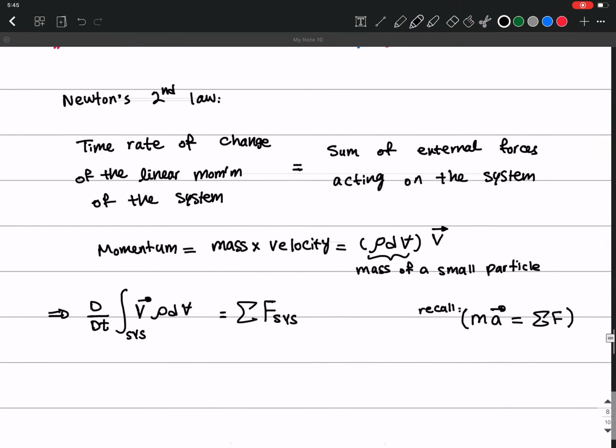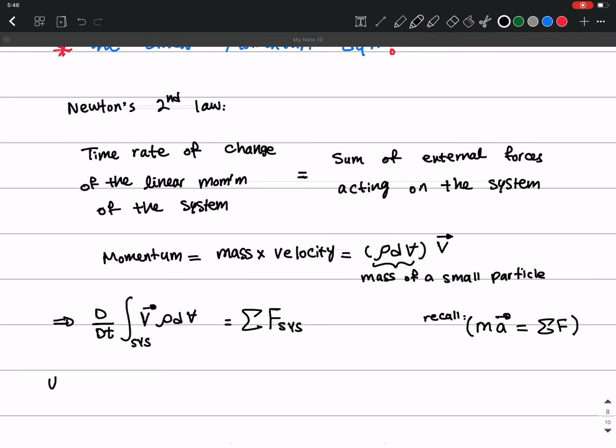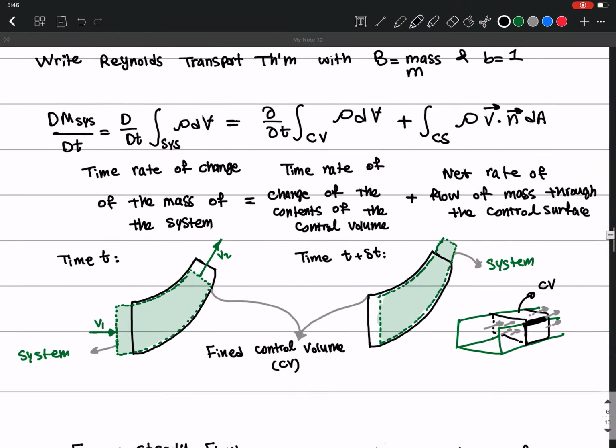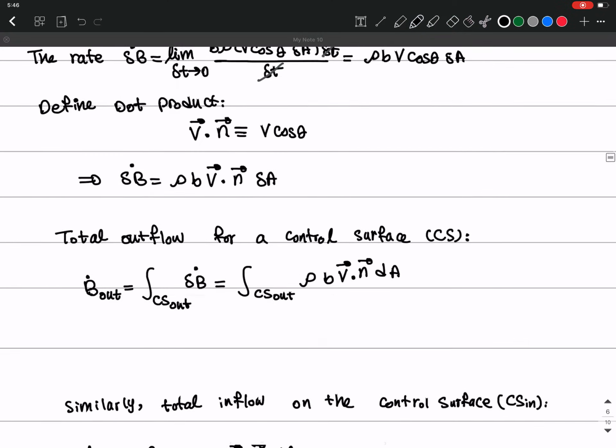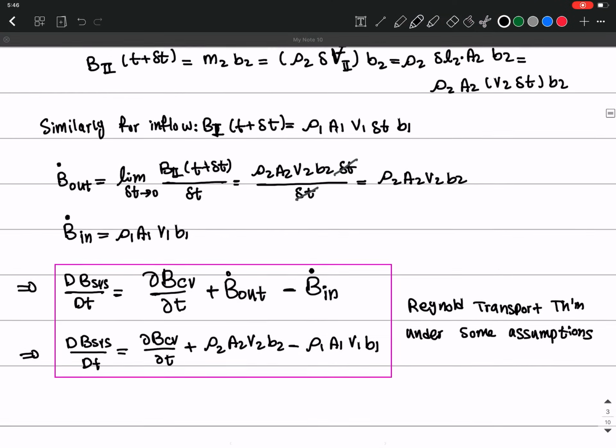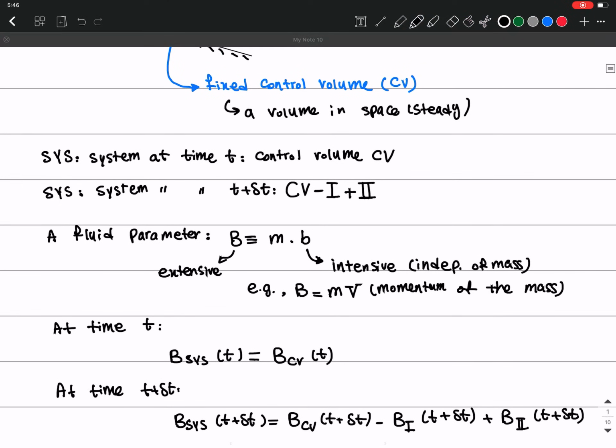So now I want to use the Reynolds transport theorem, and we want to set the B system in that theorem to mv, right? If you remember, in the Reynolds transport theorem, B system is defined as m times b, right? Small m times small b.